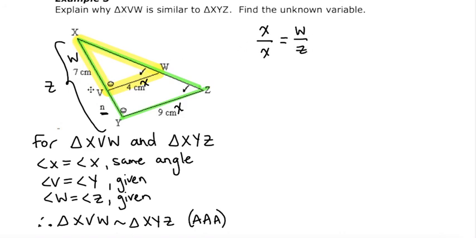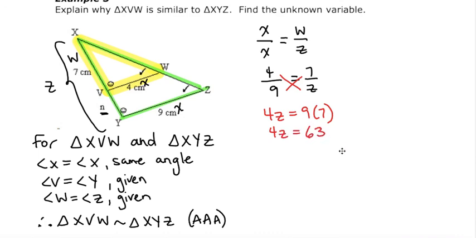So let's plug in what I know. So 4 over 9, so small over the big one, is equal to 7 over this mystery number z, which I don't know what it is yet. So now I'm going to do my cross multiplication. So 4 times z is equal to 9 times 7. 9 times 7 is 63.